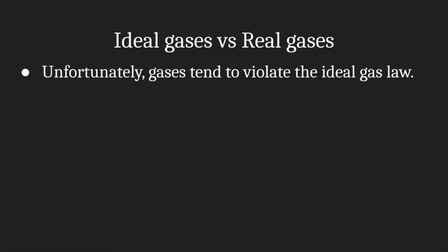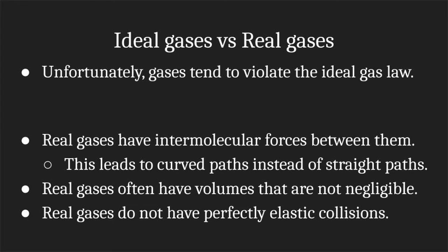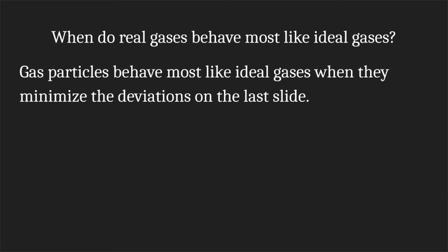Next up, we have to talk about the differentiation between ideal gases and real gases. Gases tend to violate the ideal gas law for many reasons. Some of these reasons are: real gases have intermolecular forces between them, leading to curved paths instead of straight paths. Real gases have volumes that are often not negligible, and real collisions often aren't elastic and instead are inelastic collisions.